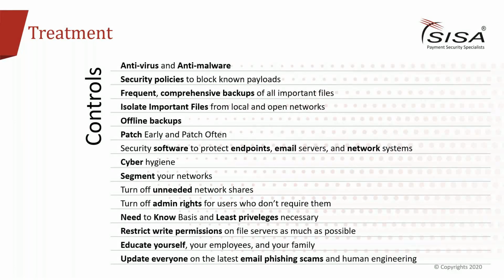Then frequent and comprehensive backups of all the important files. First of all, I will encrypt my PII data that is kept on the system. Even if somebody takes the PII data, I will have a copy of it, so I do not have to rely on them at any point in time. Isolate important files from local open networks, offline backups, patch early and patch often, security software, cyber hygiene, segment your network. Micro segmentation is something which we always suggest to the majority of our clients. Access rights based upon the need to know and least privileges.